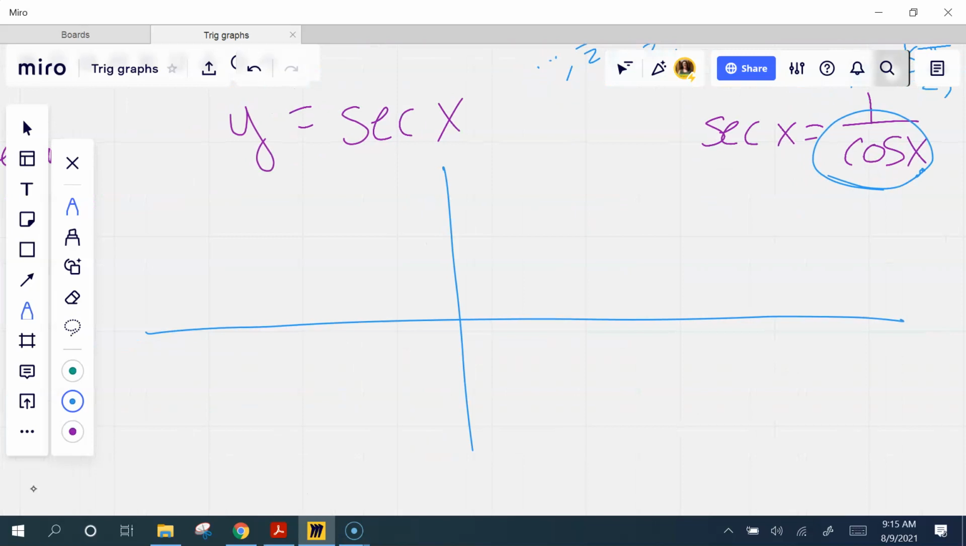All right, so let me just lay this out here. I've got pi over 2. I've got pi. We've got 3 pi over 2. Generally, we take these out to 2 pi. Why do we usually take these out to 2 pi? That's exactly right.